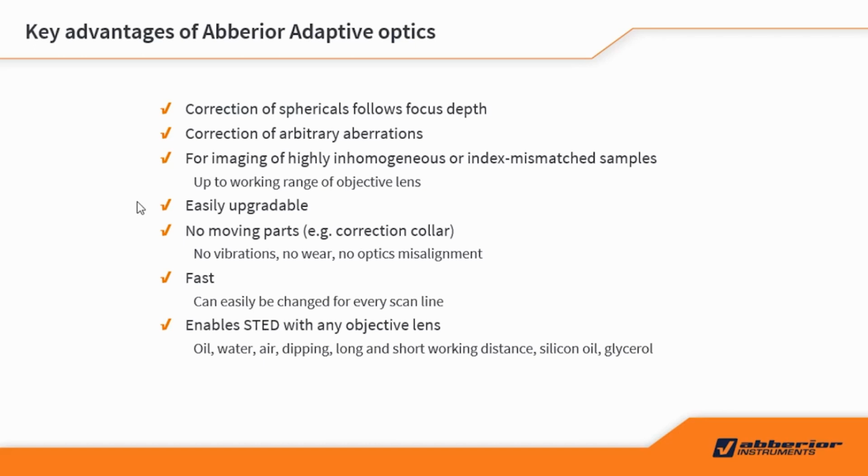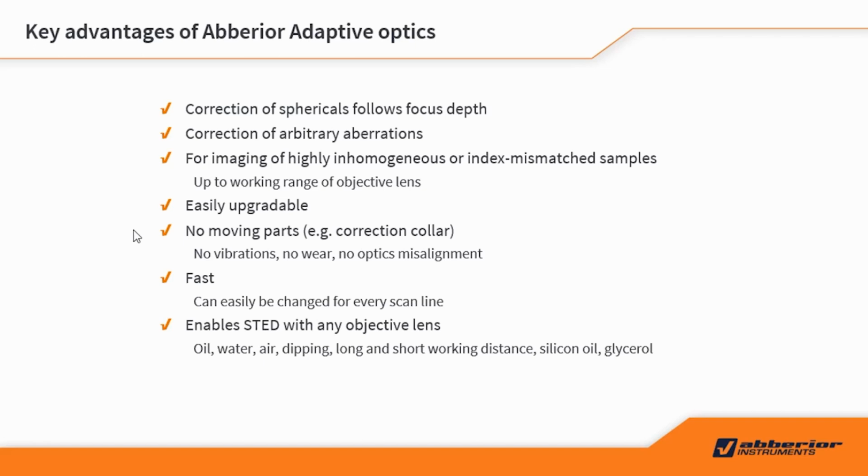Our adaptive optics system is upgradable. So if you already have a microscope from Aberria Instruments, but no adaptive optics yet, you can easily get one. It's a field upgrade, very simple. Very important, neither the SLM nor the deformable mirror has moving parts.